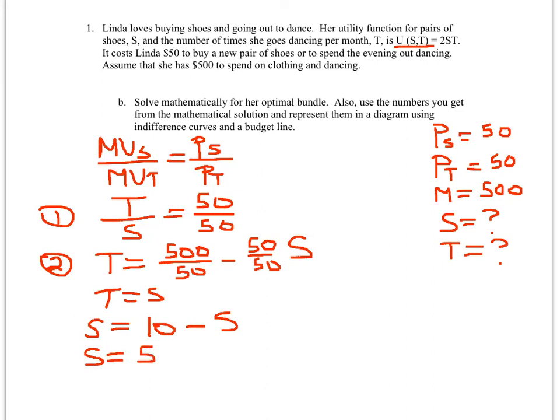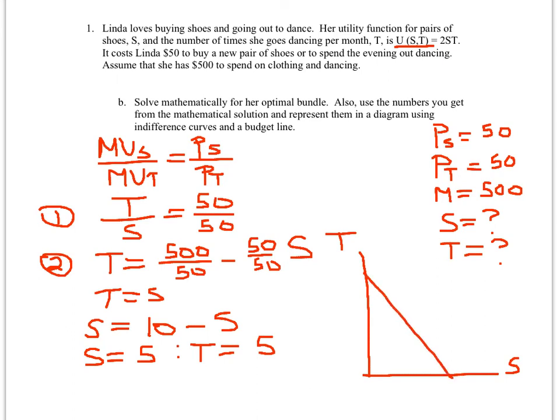And then, since we know that S and T are going to be the same, then we also know that T also equals 5. And if you did the graph and want to see how that looks, here's how it will actually look. So this is S, and this is T. This is the budget line. This is the indifference curve. So at this tangent point, you consume 5 and 5.